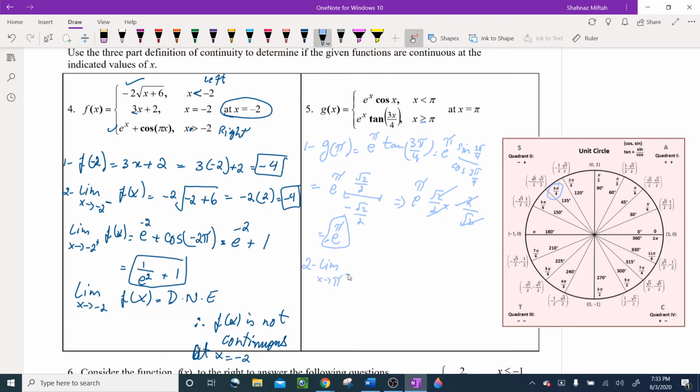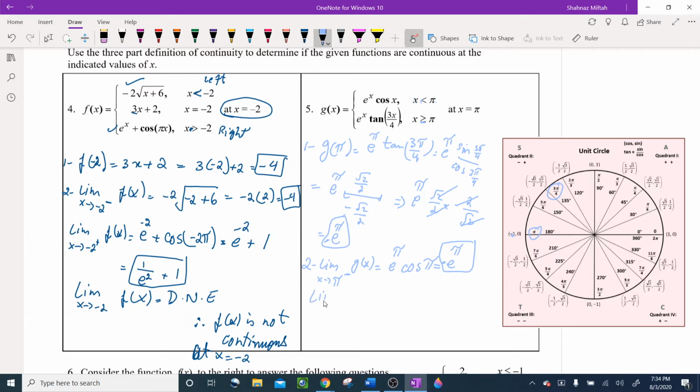pi from the left of g of x. Left means less, so g of x is less than pi. So I'm using this portion for the left. So e pi cosine pi. What's this going to give me? E pi is going to stay e pi. Cosine pi, this is my pi. Cosine of pi is -1, so it's going to be negative e pi.